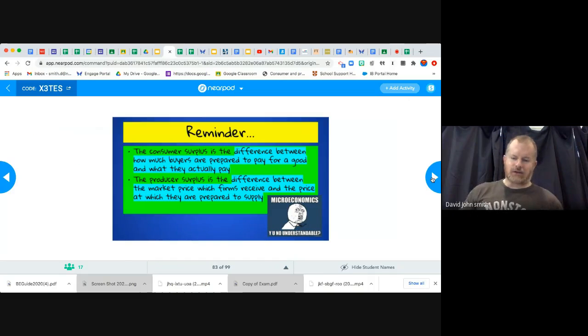Now, we've got to remember the definitions. All right, here we go. The consumer surplus is the difference between how much buyers are prepared to pay for a good or service and what they actually pay, the actual market price. The producer surplus is the difference between the market price that the firms receive and the price at which they're prepared to supply the quantities. Good to go into your glossaries.